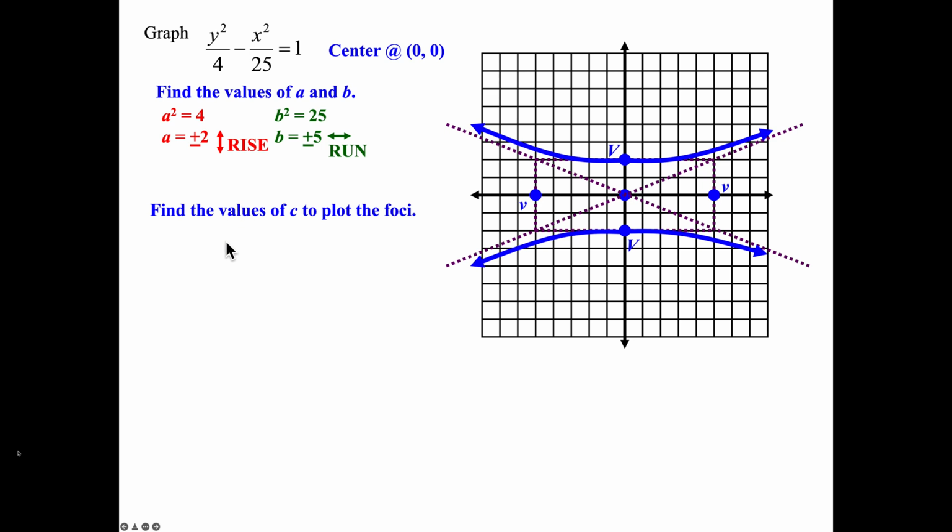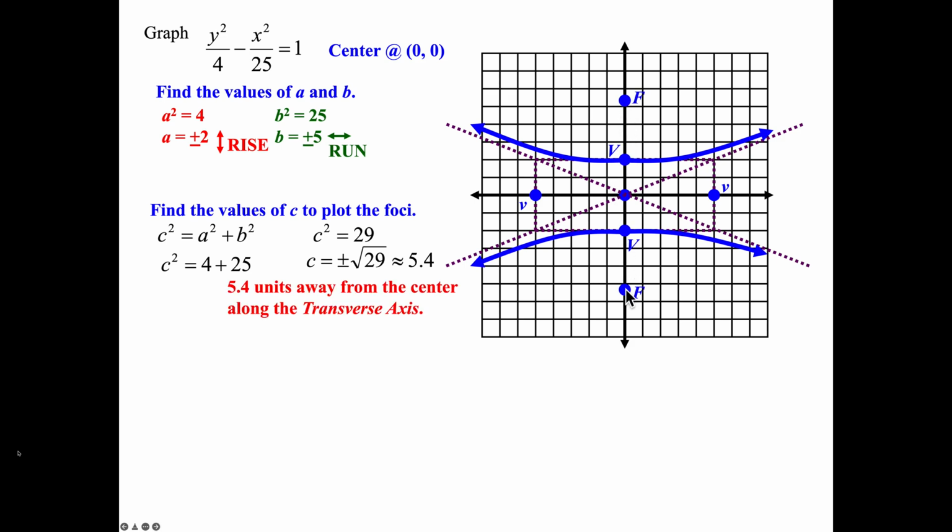Finding that foci, Pythagorean theorem, add the 25 and the 4 together to get 29. Square root of 29 is approximately 5.4. So we're going to count up and down about 5.5. 1, 2, 3, 4, 5.5. Foci are really far away from the vertices, which makes sense because the wider the hyperbola, the further the foci are from the center. Or center, I mean vertex. The closer the foci to the vertex, the skinnier the hyperbola will be.